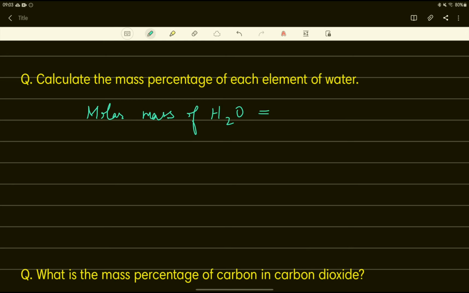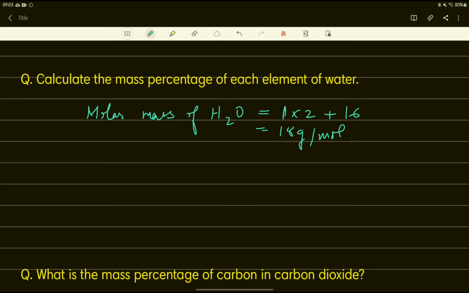We know how to calculate the molar mass. The atomic mass of hydrogen is 1, and 2 hydrogens are there, so 1 into 2 plus 16. So we know it is 18 gram per mole. Now we have the molar mass. Now let's see what is the mass percentage of each element of water.